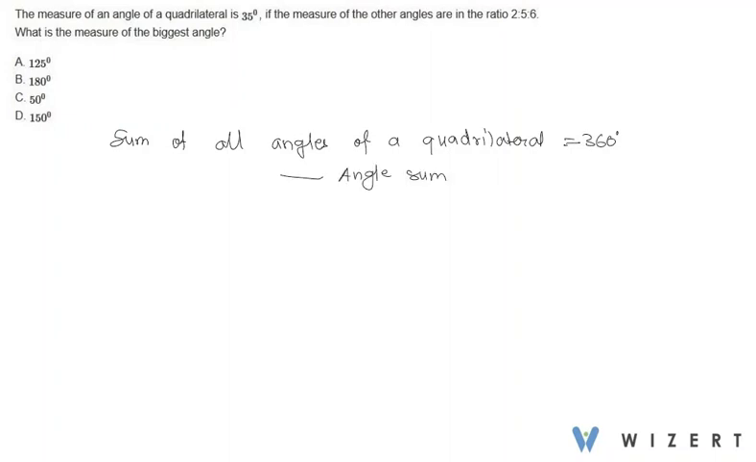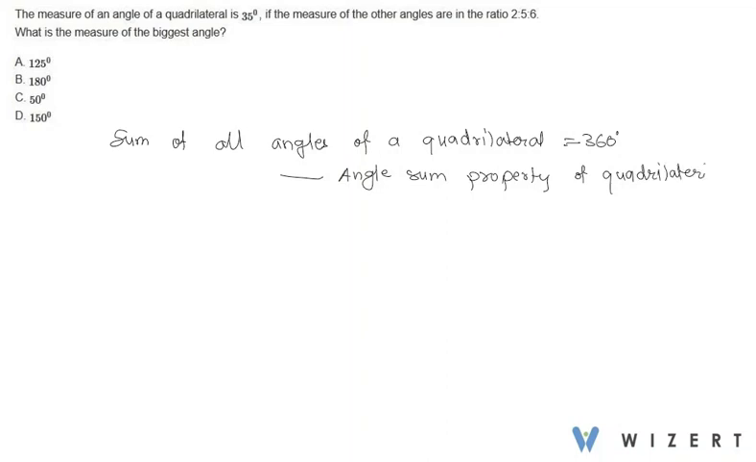Now we know that the sum of all angles of a quadrilateral is equal to 360 degrees. This is the angle sum property of quadrilaterals.